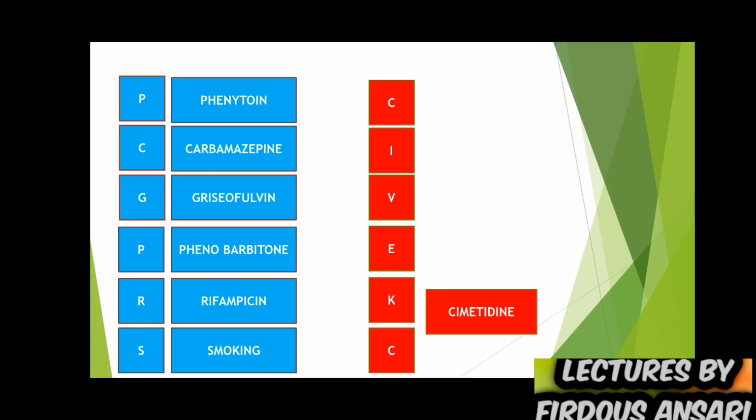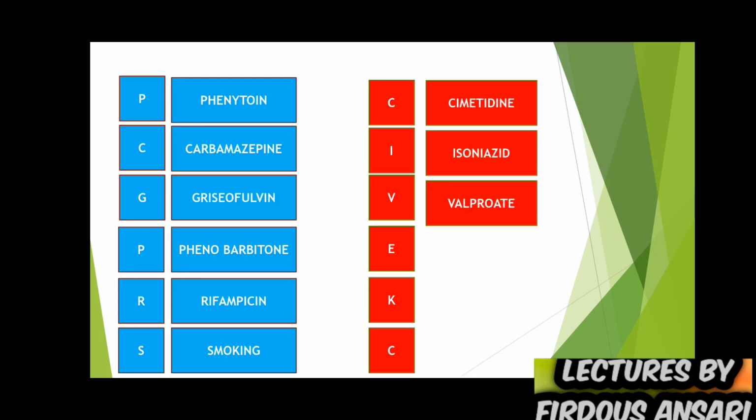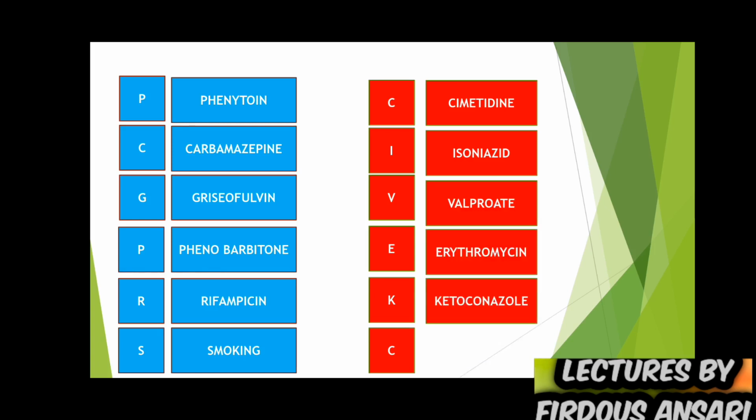So C is for cimetidine, the example which I showed before. I is for isoniazid, V is for valproate, E is for erythromycin, K is for ketoconazole, and C is for ciprofloxacin. So these are the examples of the drugs. In blue color are the enzyme inducers, and in red color are the enzyme inhibitors.